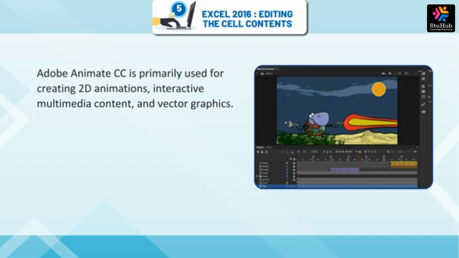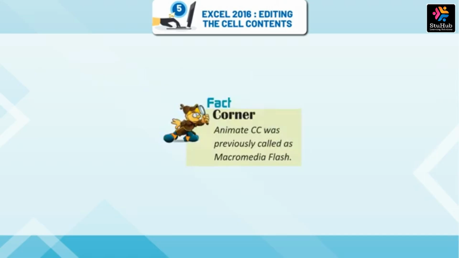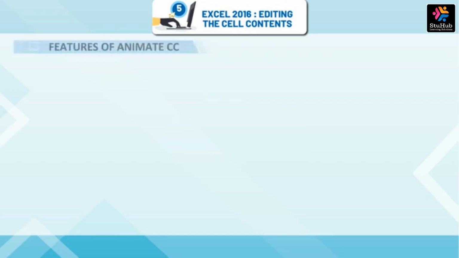Adobe Animate CC is primarily used for creating 2D animations, interactive multimedia content, and vector graphics. It supports a wide range of animation techniques, including frame-by-frame animation, tweening, motion interpolation, and rigging for character animation. Fact Corner: Animate CC was previously called Macromedia Flash.